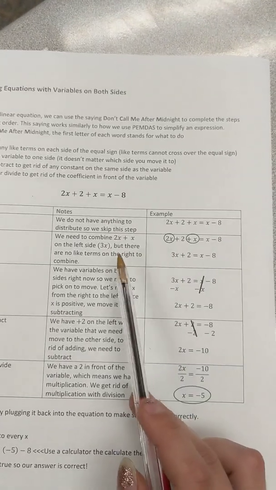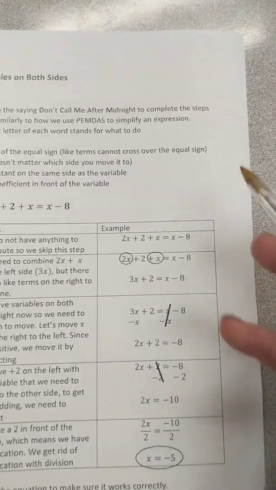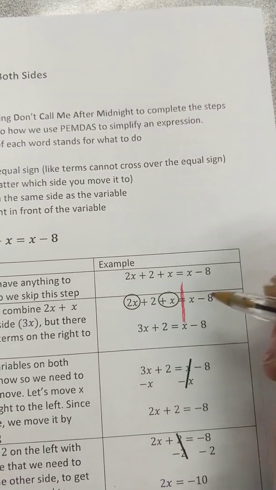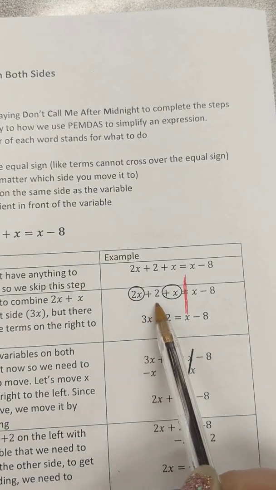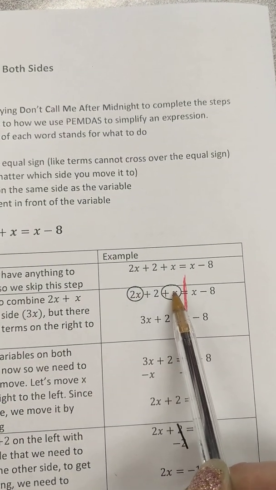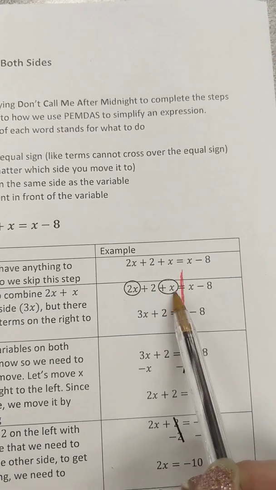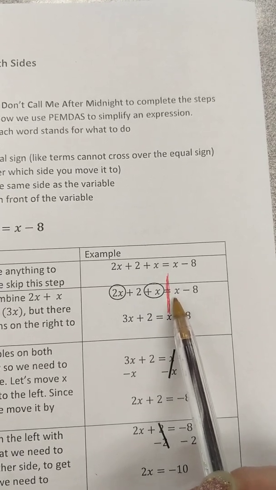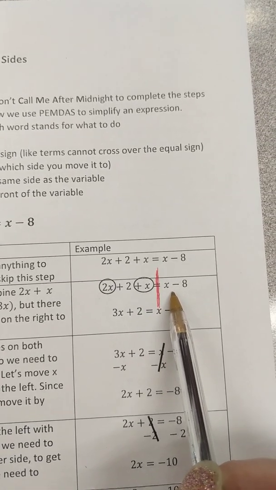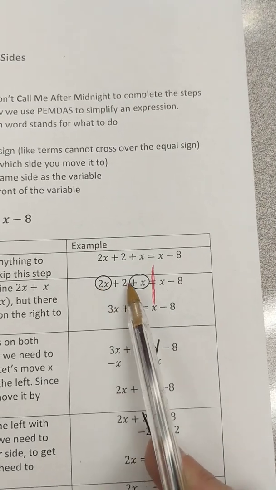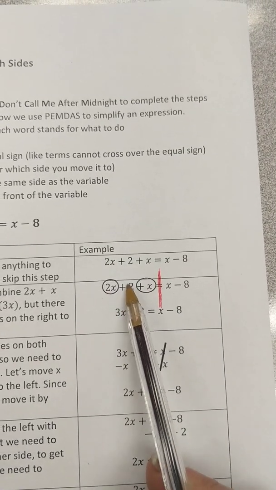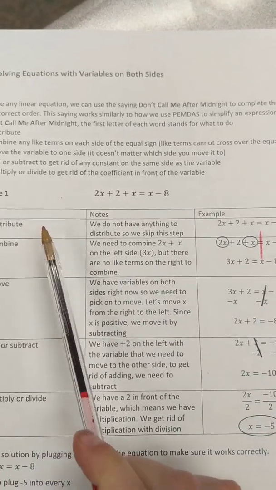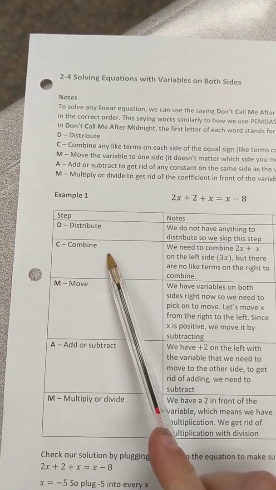So combine like terms. Remember, the like terms, though, have to be on the same side of our equal sign. So here's our equal sign. We got to look at the same side. So if we look at the left side, I have 2x and x are like terms. So 2x plus x is 3x. This x over here is not a like term because it's on the other side. So we can't combine that. So 2x plus x is 3x. Our plus 2 equals x minus 8. So no distributing. Then we combine like terms.